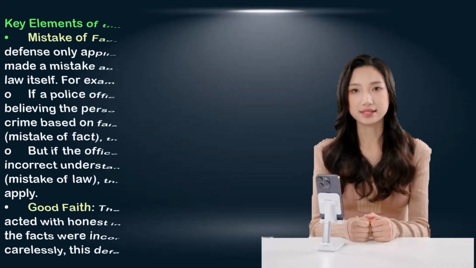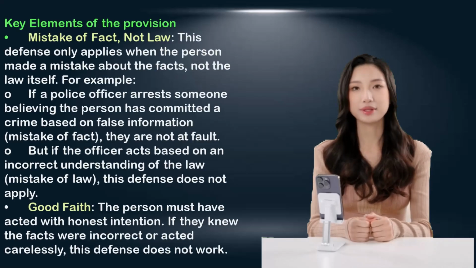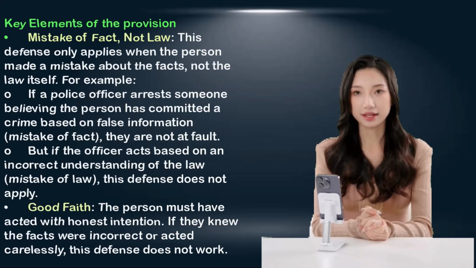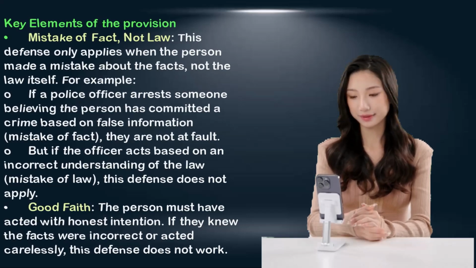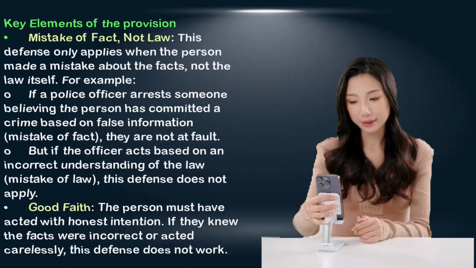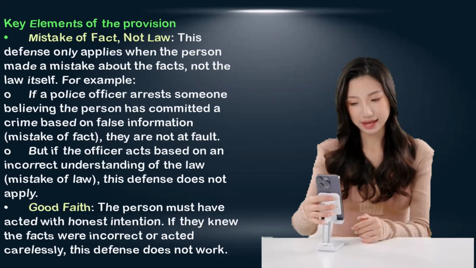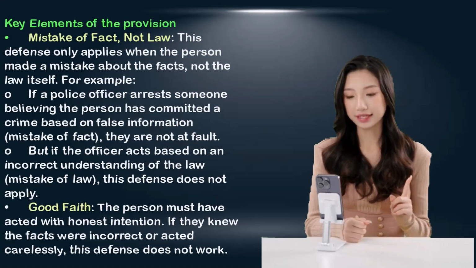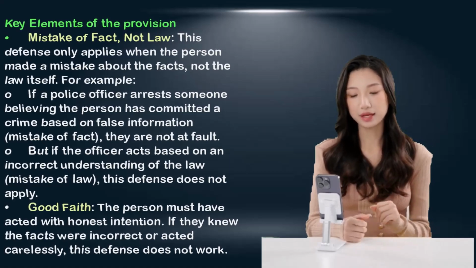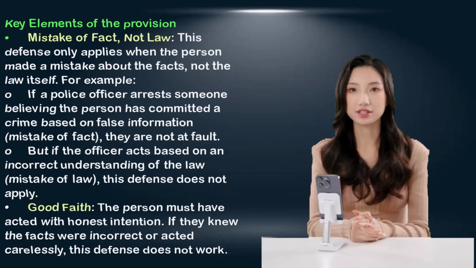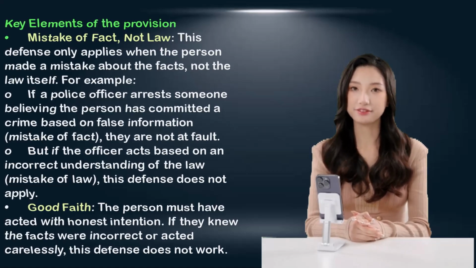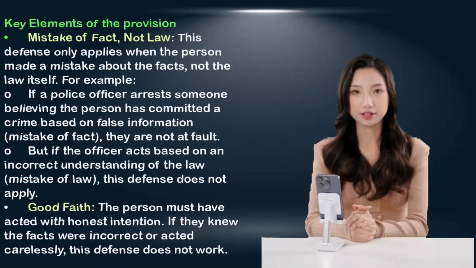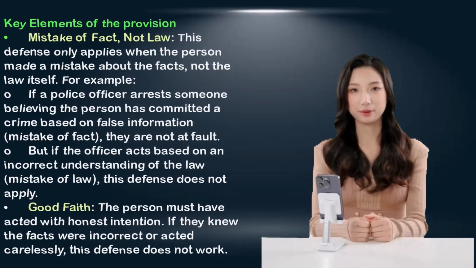Now, let's discuss the key elements of the provision. The first one is mistake of fact, not law. This defense only applies when the person made a mistake about the facts, not the law itself. For example, if a police officer arrests someone believing the person has committed a crime based on false information, mistake of fact, they are not at fault. But if the officer acts based on an incorrect understanding of the law, mistake of law, this defense does not apply.